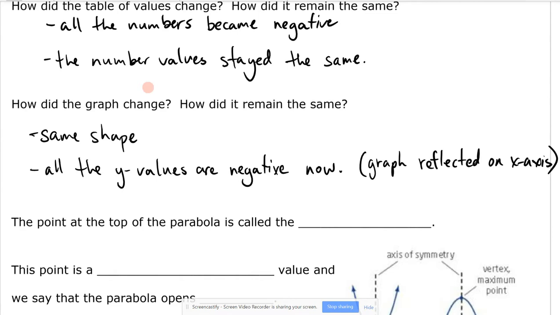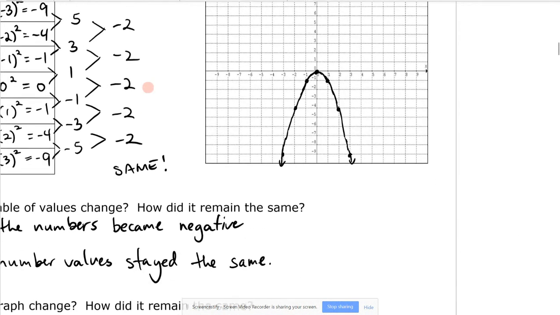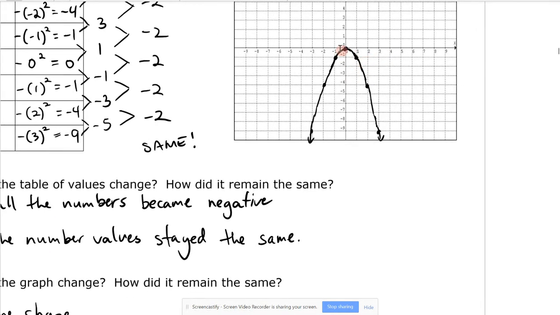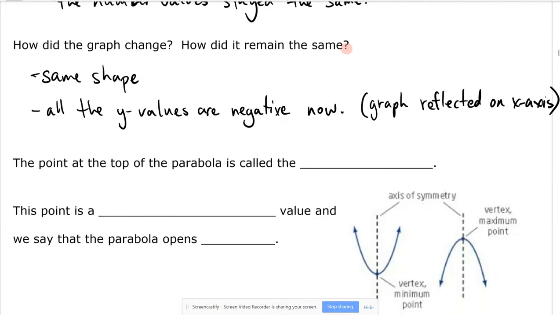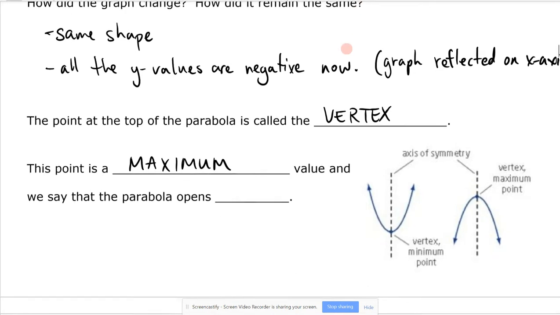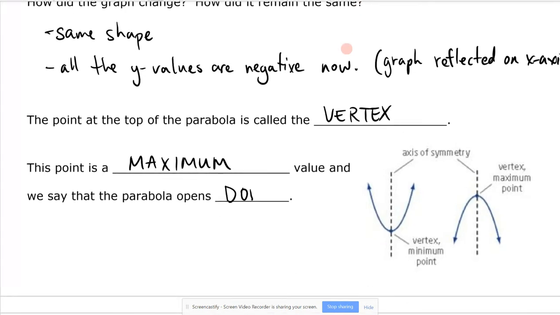Now the point at the top of the parabola is also the vertex. This point right here, which changes direction, is the vertex. And it's now the maximum point. Not a minimum, because there's no minimum. The parabola can keep going forever in both directions. But at the very top, the y values don't go above this point, so that's my maximum. So the point at the top is called the vertex, and this point is a maximum value, and this time we say the parabola opens down.